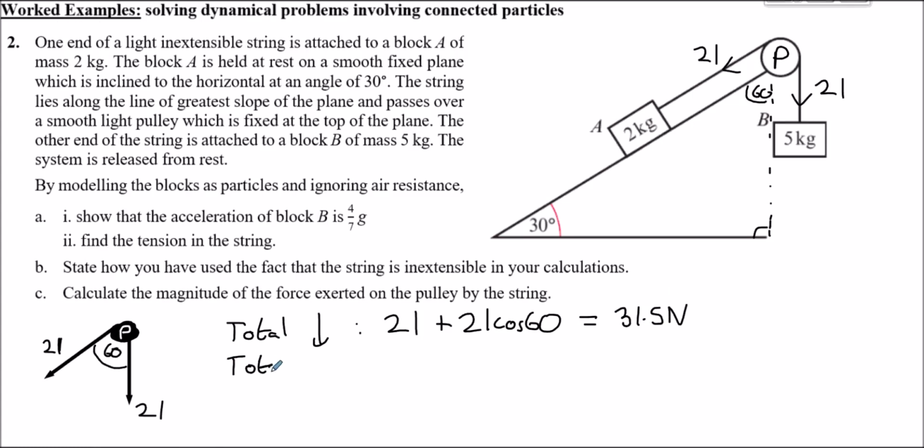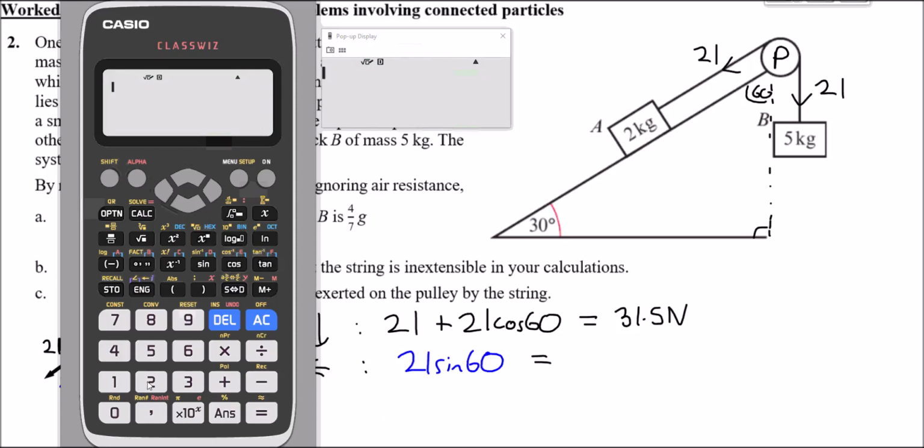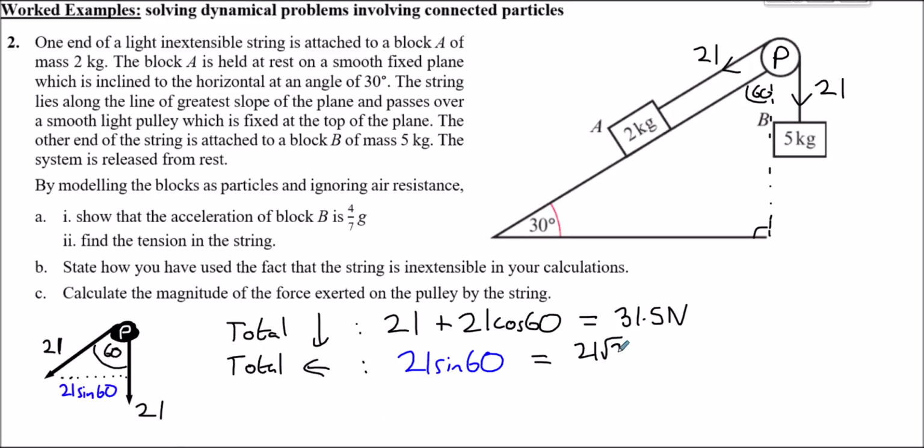And if we think about the total just going to the left, then the left, relative to this 21, again it's opposite this 60. So this one going to the left will just be 21 sine 60. And 21 sine 60, again we can easily work out with one of these calculator things. 21 sine 60, that's going to give us 21 root 3 over 2, which we can leave in that form if we want, because it's not our final answer.